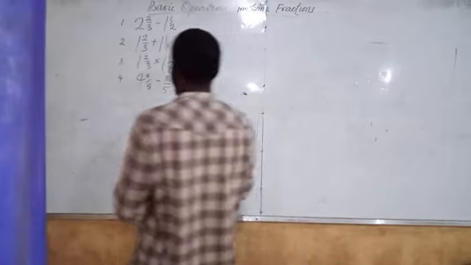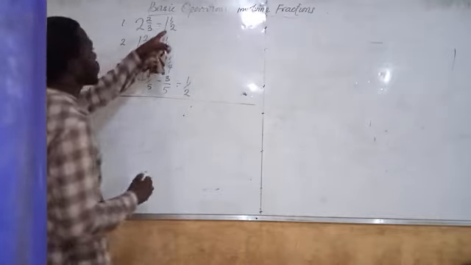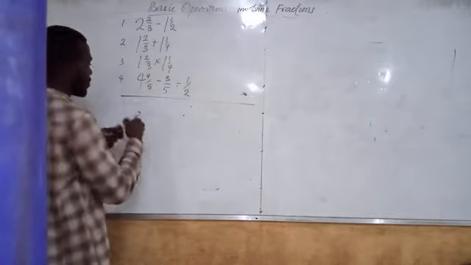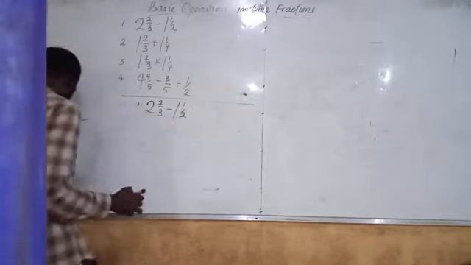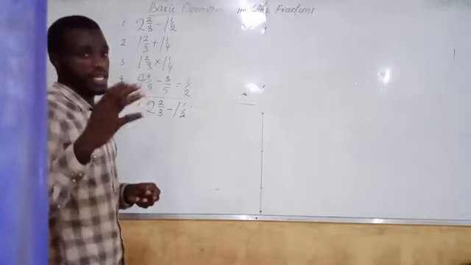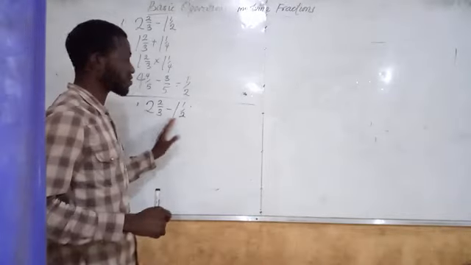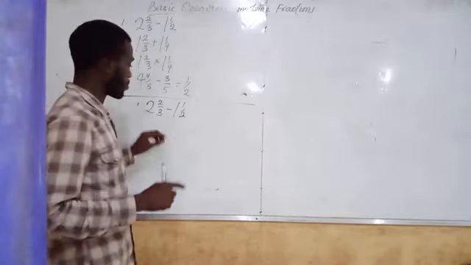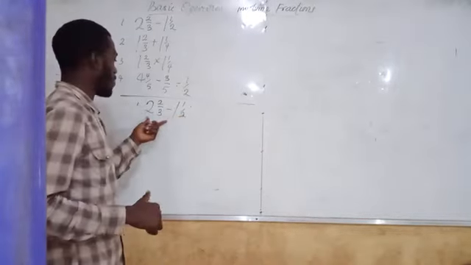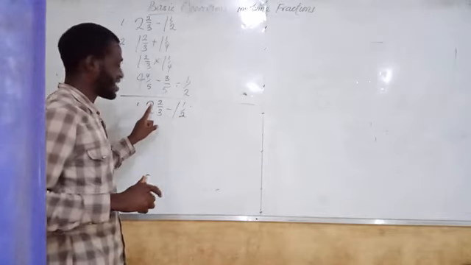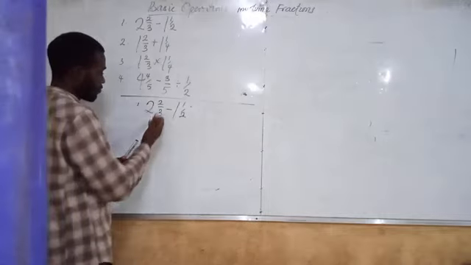All right, let's go to number one. Number one says that we should subtract 1 and 1/2 from 2 and 2/3. So we have 2 and 2/3 minus 1 and 1/2. Now there are two methods. Either we solve it directly or we convert these fractions. Remember the last time we talked about fractions, this is a mixed fraction, and this is a mixed fraction. So we could convert them to the improper fraction.